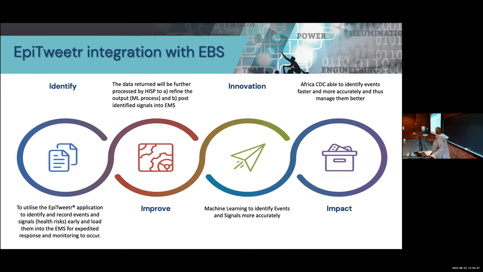I'm going to go through four steps in my three use cases: how we identify, improve, innovate, and impact in these use cases. What we're looking at here is using EpiTwitter. It's a WHO product that uses natural language processing, so you can add in tags like COVID, Ebola, or whatever, and then you get all the tweets that have happened about that.